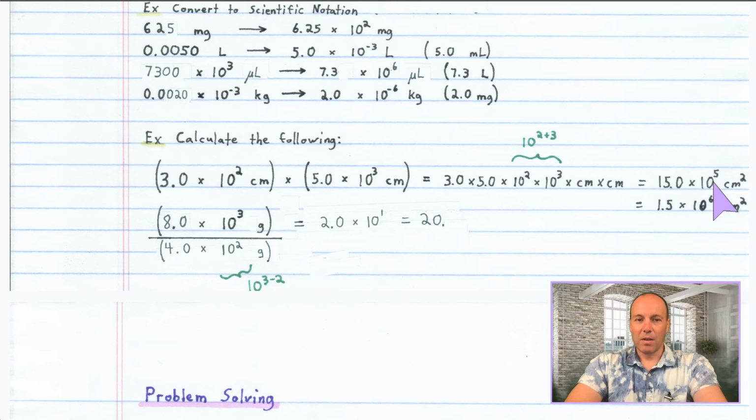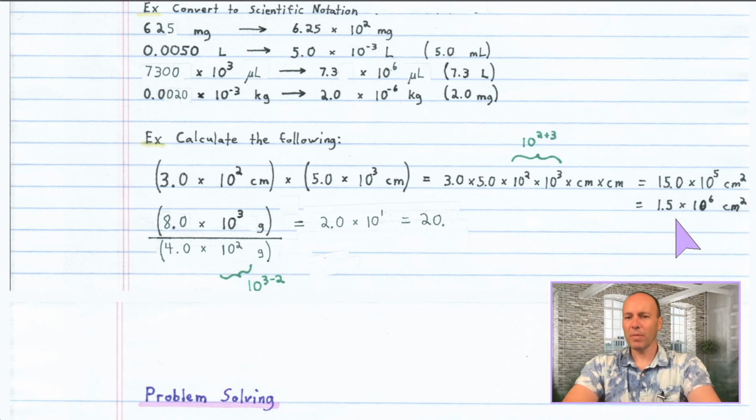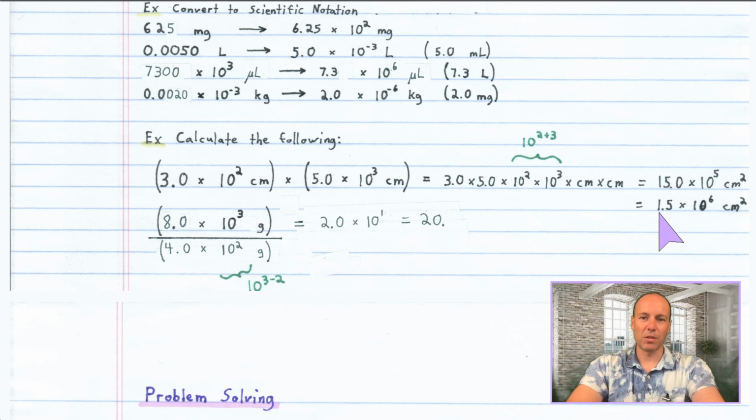Now, you're almost there. You want to report the answer in scientific notation. So you got 15, and then you move the decimal point over to the left to get 1.5, and that bumps you up to 10 to the 6. So you got 1.5 times 10 to the 6 centimeters squared. And I know that this is a 2 sig fig answer because I have 2 sig fig distance times 2 sig fig distance. So the answer has got to be 2 sig figs if you apply your sig fig rules for multiplication and division. So 1.5 times 10 to the 6 centimeters squared.